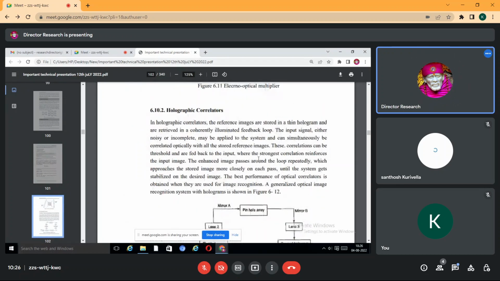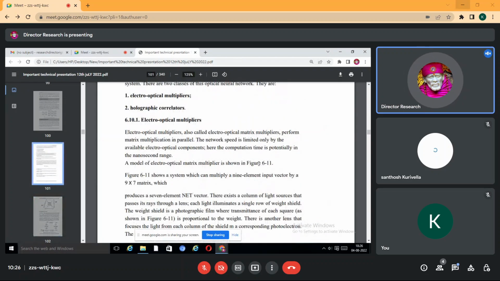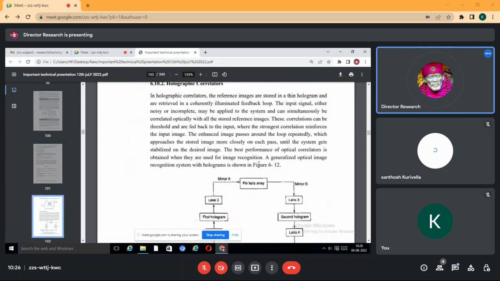Holographic correlators. This is another classification of the concept. Previously we discussed the electro-optical multiplier, which is a different concept. In holographic correlators, the reference images are stored in a thin hologram and are retrieved in a coherently illuminated feedback loop. The input signal, either noisy or incomplete, may be applied to the system and can simultaneously be correlated optically with all the stored reference images.